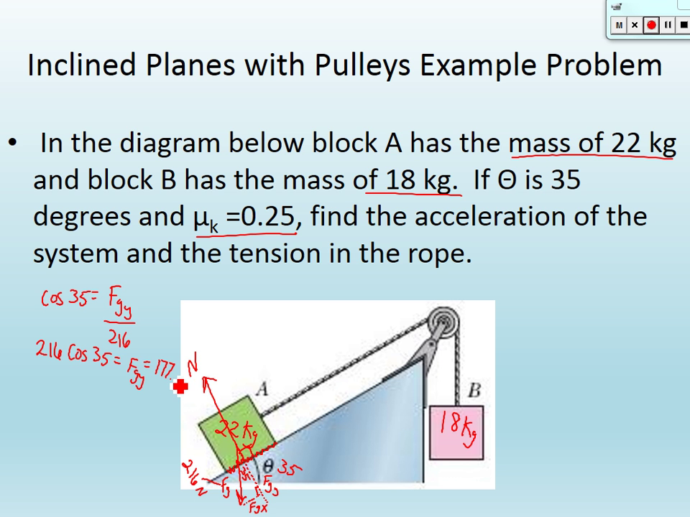177 newtons. I'm going to put that in down here. Okay, now let's find FGX. FGX looks like it's the side opposite. So what trig function is opposite over hypotenuse? That would be sine. So sine of 35 is equal to opposite, which is FGX, divided by hypotenuse, 216. By multiplying both sides by 216, we get this.